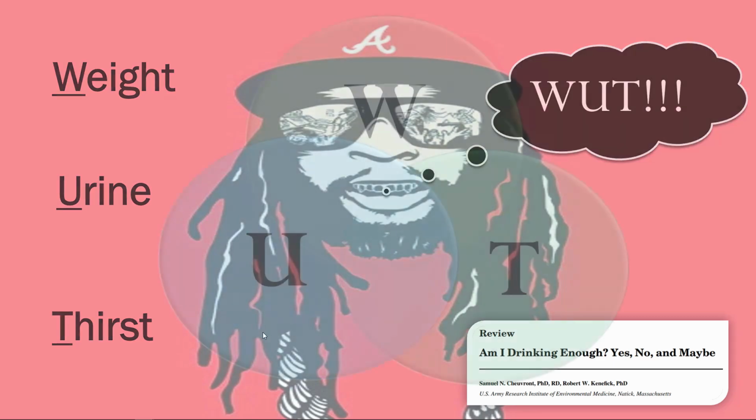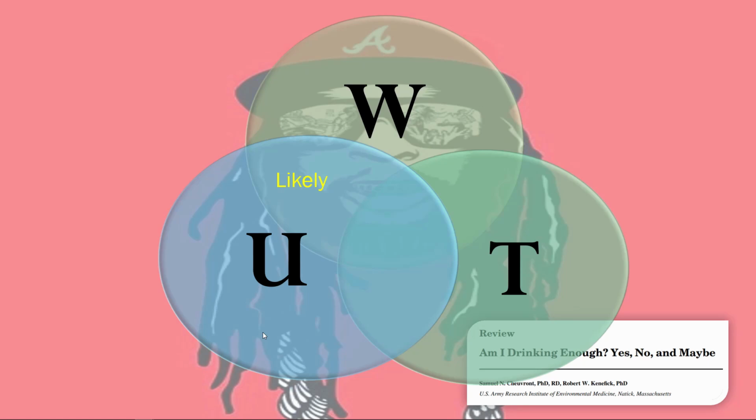You combine that together, and if you've got more than 2, say for example, you've lost weight from the workout and your urine is discolored, or you've lost weight and you're thirsty, or the other combination, then it's very likely you're dehydrated. Okay? If you have all 3, you're thirsty, your weight's down, and your urine's discolored, you basically just bank on the fact that you are dehydrated.